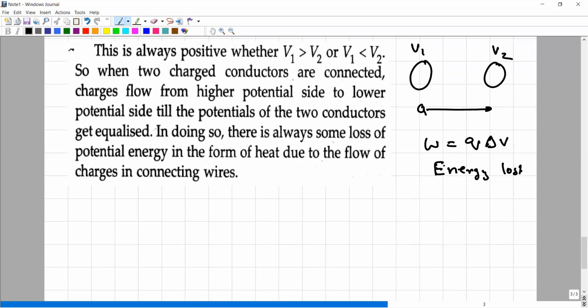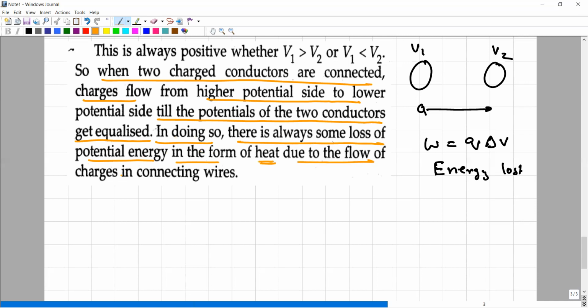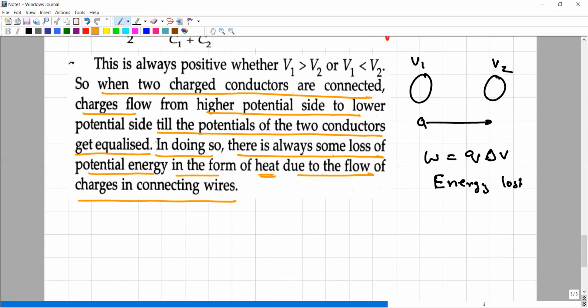Because some work will be done, some energy will be lost. So when two charged conductors are connected, the charges flow from the higher to the lower potential side till the potential of the two conductors gets equalized. In doing so, there is always some loss of potential energy in the form of heat due to the flow of the charges in the connecting wire. So when we do this redistribution of charge between two conductors, there will always be some loss of energy.